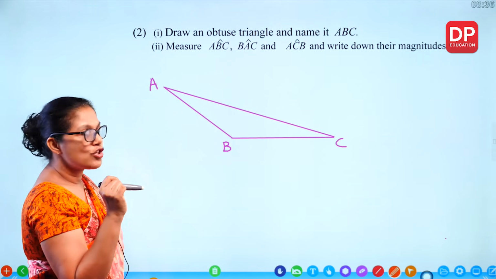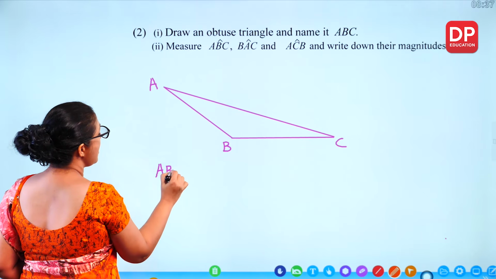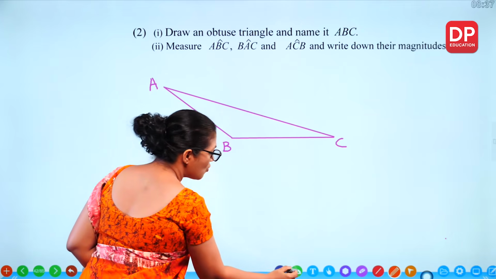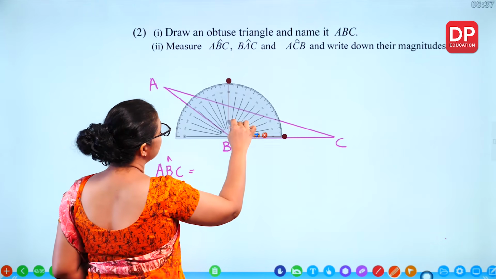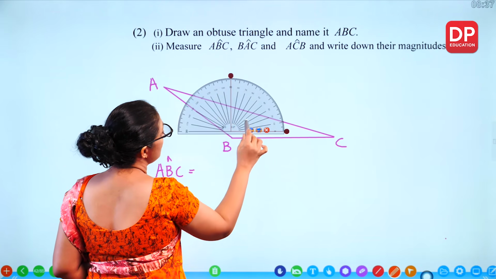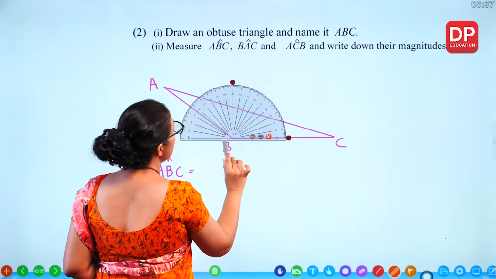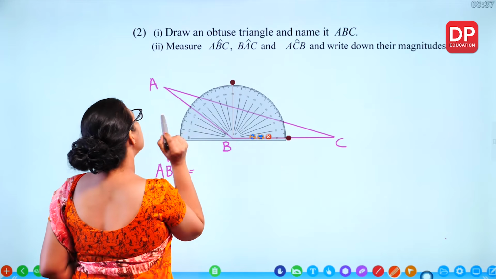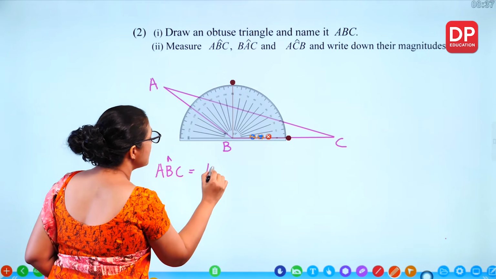Now we need to measure the angles. So we'll take the protractor and measure ABC angle. ABC is this angle. So take the protractor and try to measure these angles. So we'll keep the protractor on top of the line here. So what's the angle here? We can measure from this way. That's 143. So 143 degrees.